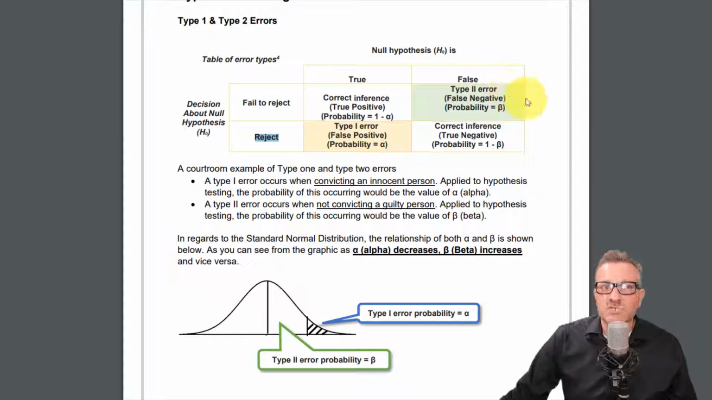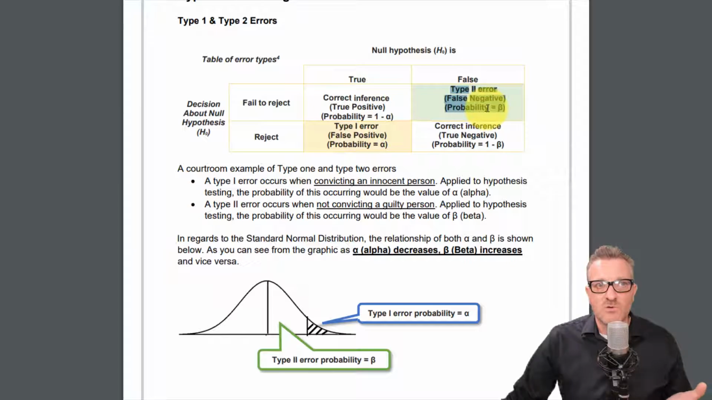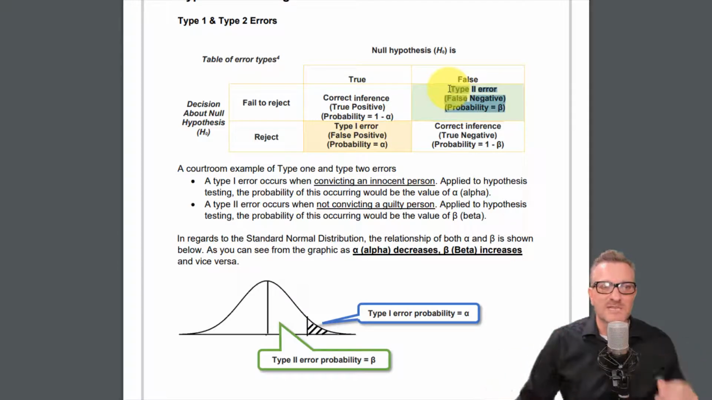For the type 2 error, we failed to reject. So we're looking at our food in the refrigerator, and we don't throw it out. So we failed to reject, and the food is actually bad. If you think about this, we get sick from our bad food, so that's not good. But we think it's good. So there are two sides of the coin here.